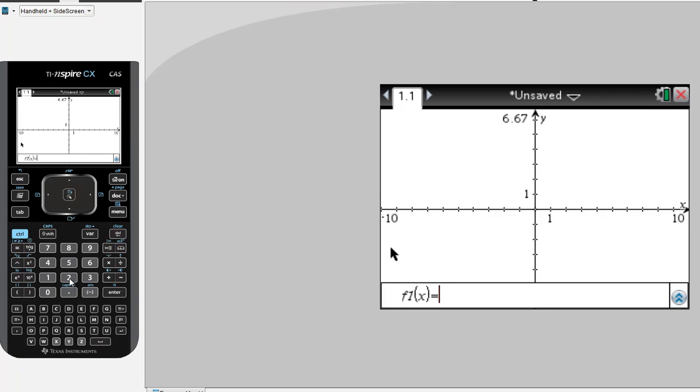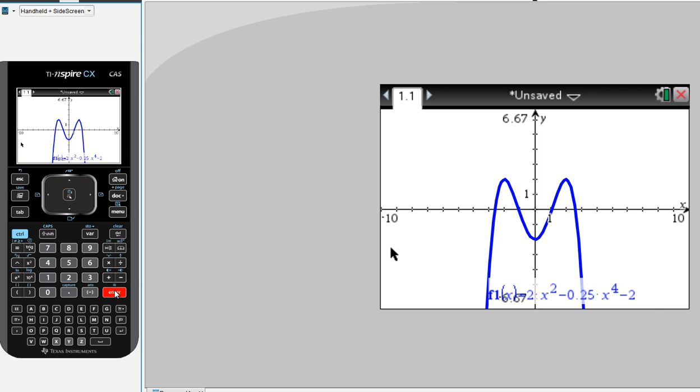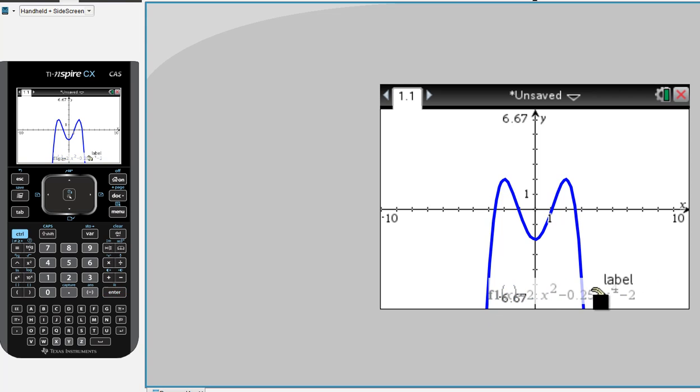Let's have a look at the graph of the following function. 2x squared minus 0.25x^4 minus 2. Put the function up here.